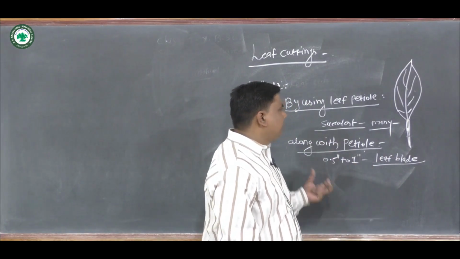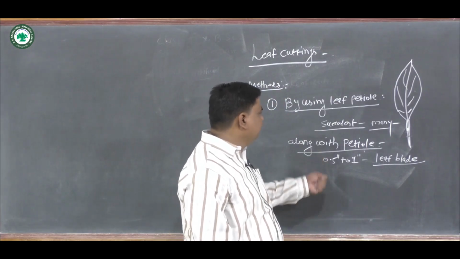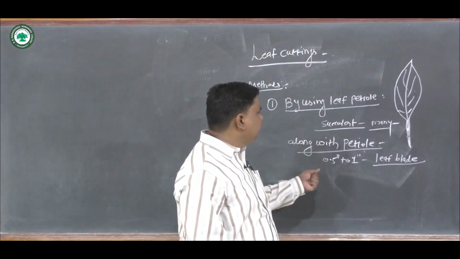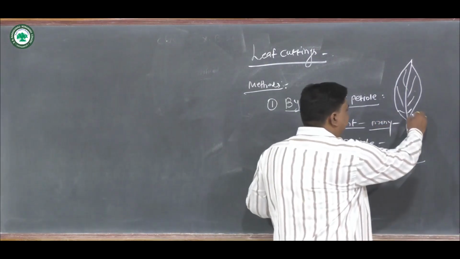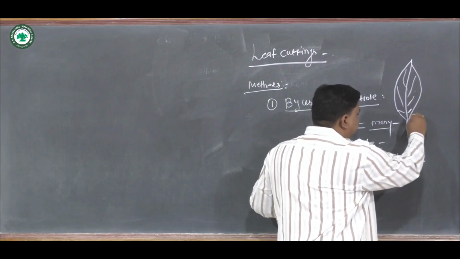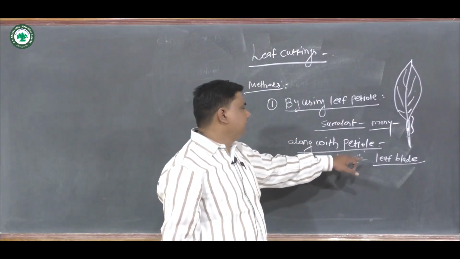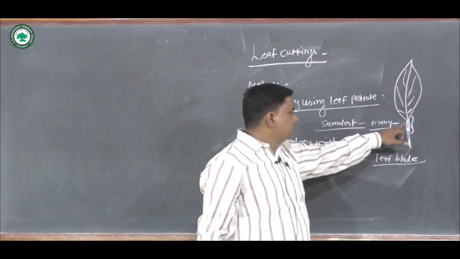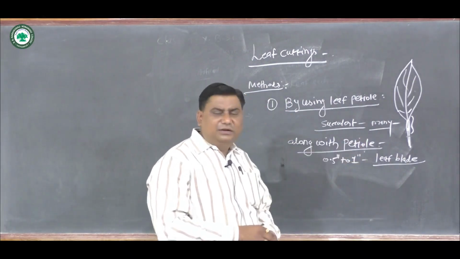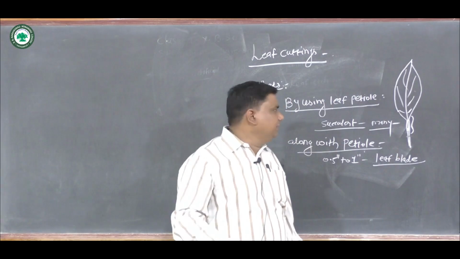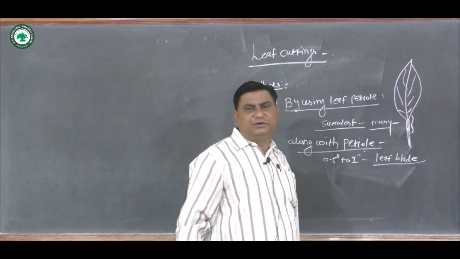matured leaf primordia, 0.5 to 1 inch, is kept attached to the leaf bud and leaf blade. This is the leaf blade, and this 0.5 to 1 inch is what we call the petiole attached to the leaf blade. Then a small hole is prepared in the soil and this petiole is inserted into the soil.